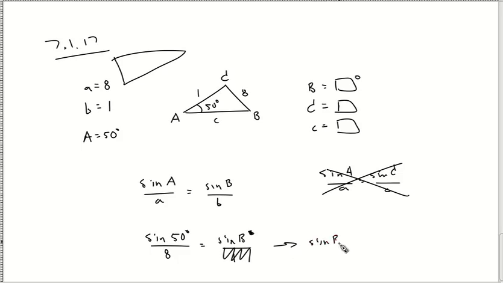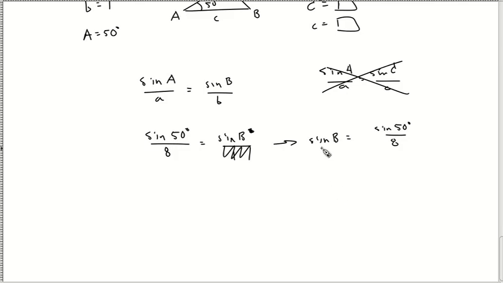So what I have right now is sine of B is equal to sine of the 50 over 8. How do I get B by itself? What do I do to get rid of that sine? Divide is not right, but that's a common mistake. A lot of people say divide by sine to the other side, and it doesn't work that way. Instead, do you remember what we use?